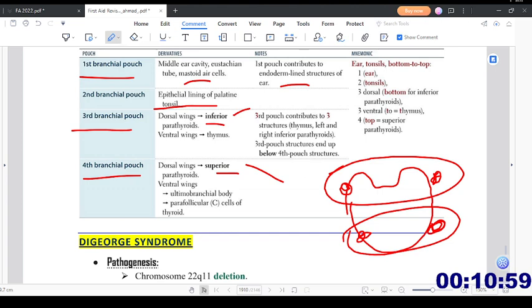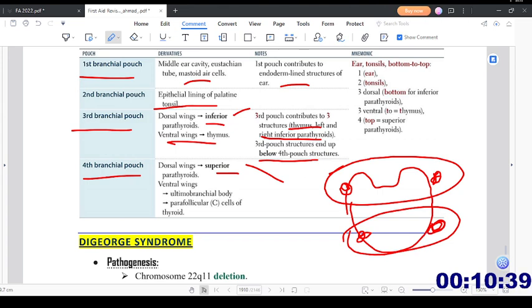Then the third pouch contributes to three structures, and the ventral wings will give rise to the thymus. So the third pouch contributes to the thymus and the left and right inferior parathyroids. Third pouch structures will end up below the fourth pouch structures.